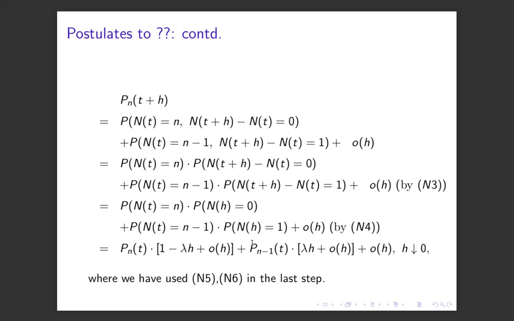And similarly, this one here, by definition, is P sub n minus 1 of t. And this is equal to this one. And of course, there is a small o of h term coming from here itself. So note it down and also check that we have not made any silly error, typographical or logical.